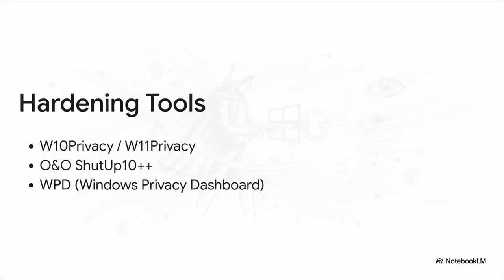And that is exactly where the privacy community steps in. There are some incredibly powerful automated hardening tools out there, like W10 Privacy and W11 Privacy, O&O ShutUp10++, and WPD, which stands for Windows Privacy Dashboard. These community-maintained tools essentially automate all those registry and service changes we've been talking about today. They offer reproducible deployment, meaning you can lock down your system efficiently, and perhaps more importantly, they offer rollback features, just in case any changes accidentally break your daily workflow.